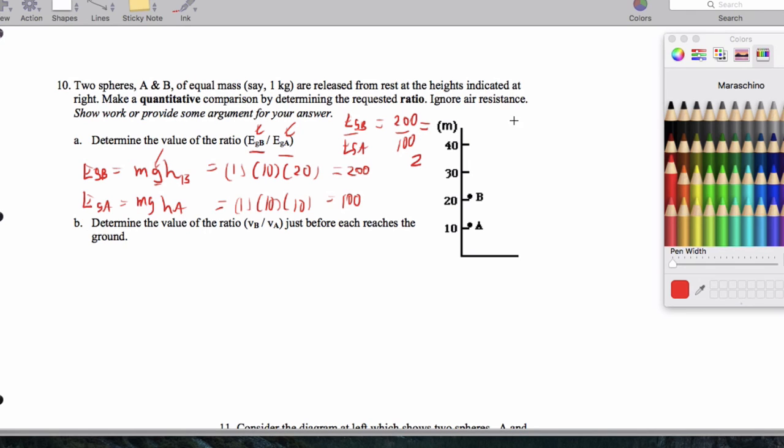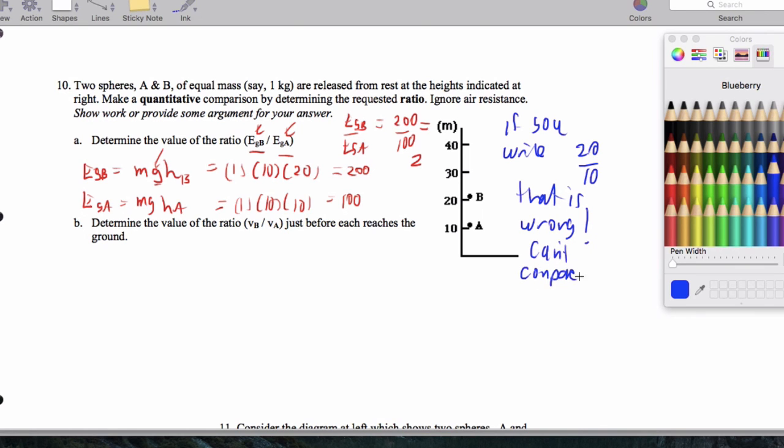Some of you said, oh, yeah, it's like 20 over 10. So I'm going to tell you something right now, okay? If you write 20 over 10, that is wrong. You can't just compare heights. It has to be energy.